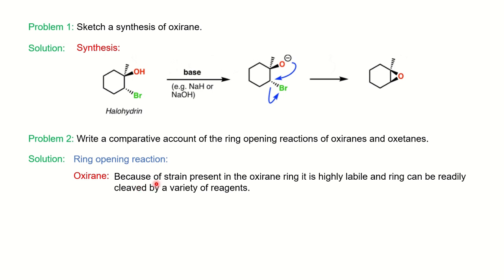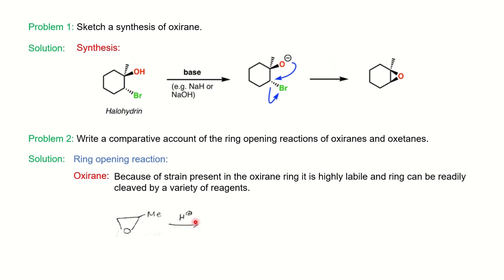As you can notice, because of the strain present in the oxirane ring, it is highly labile and the ring can be readily cleaved by a variety of reagents. So here we will learn one example. This is an oxygen-containing three-membered ring which is substituted on one carbon with a methyl group. The condition is acidic.